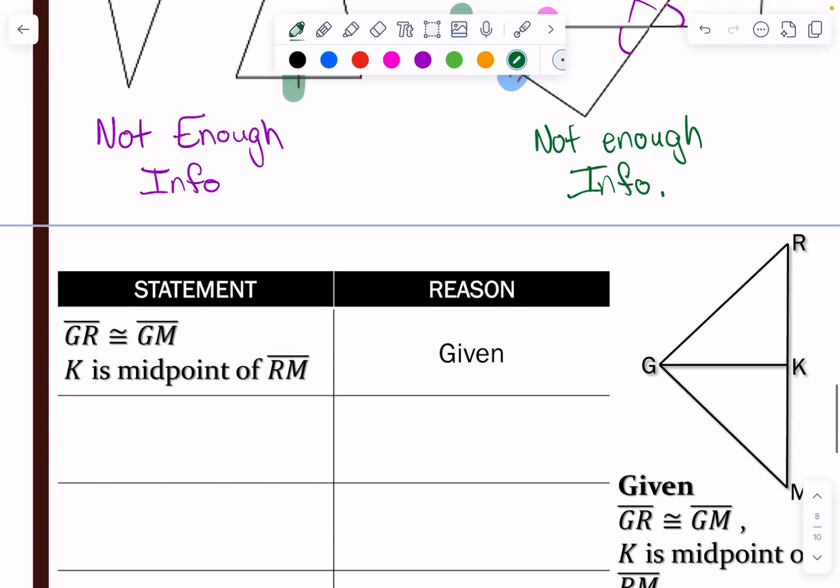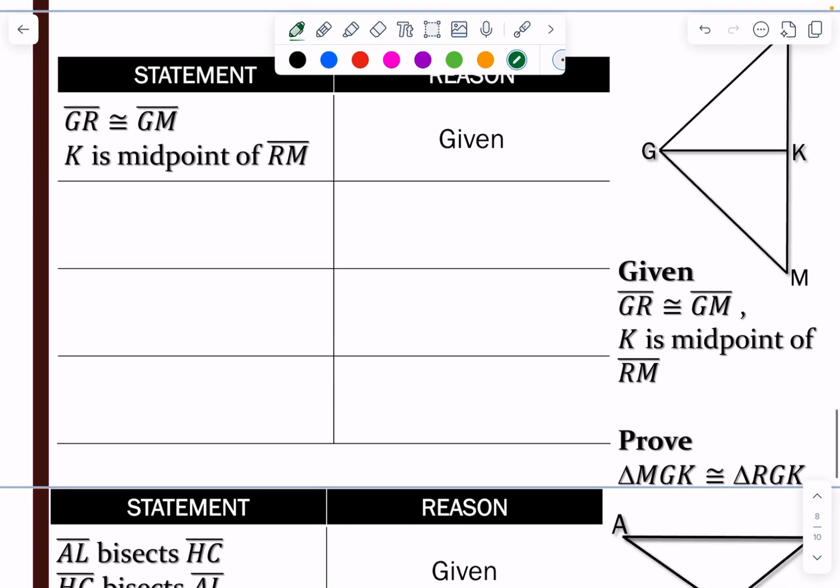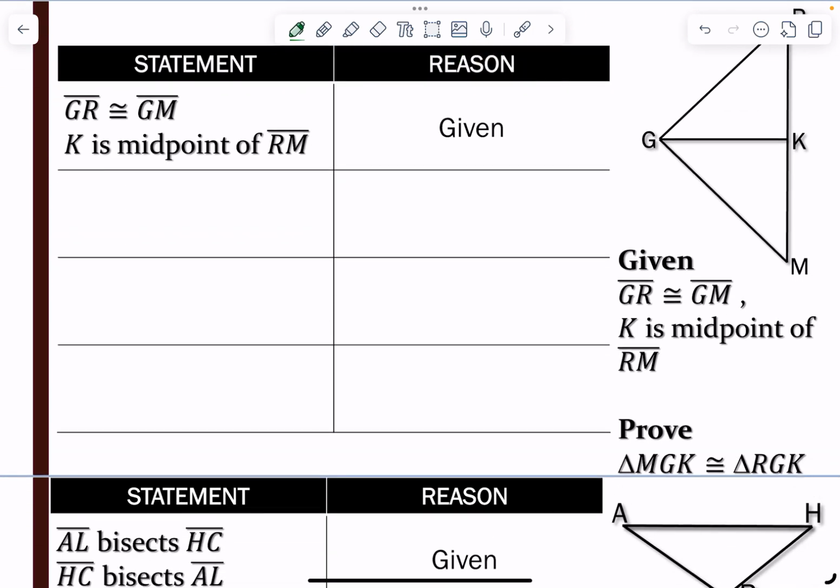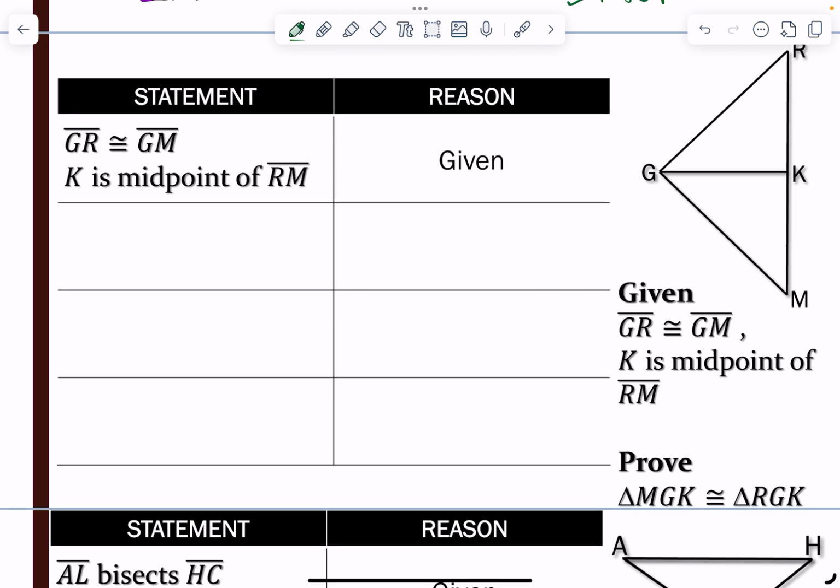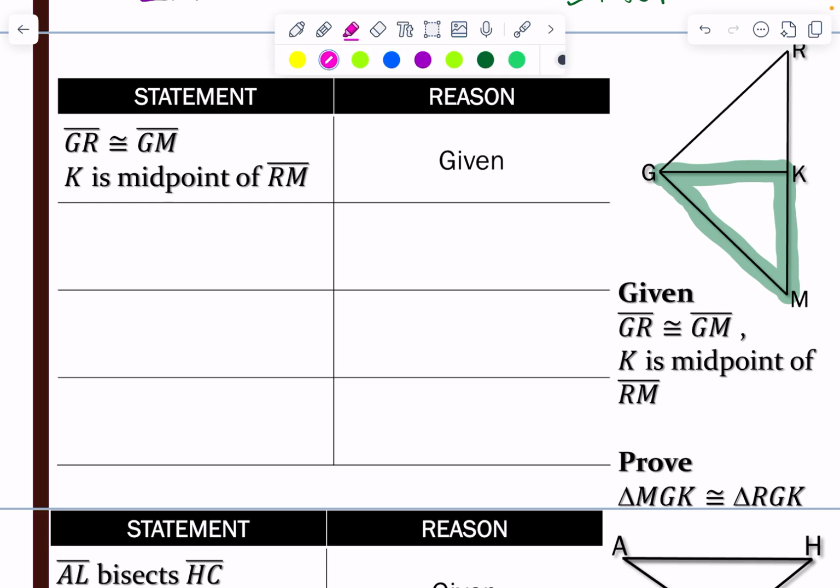Okay, that's now going to lead us into writing some proofs. So what we're going to do is we want to prove that MGK, I'm going to highlight this one, that this triangle is congruent to RGK. Now, when we look at this, we need to start marking up our figures. This is where I told you from the get-go, it is in your best interest to mark up your figures so that you can see what you know and what you don't know.